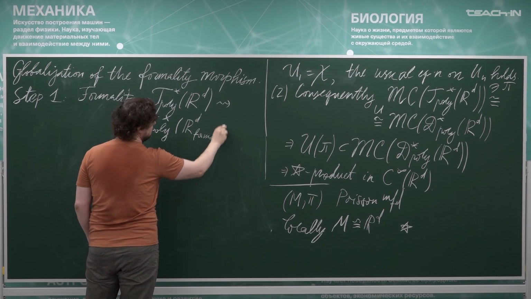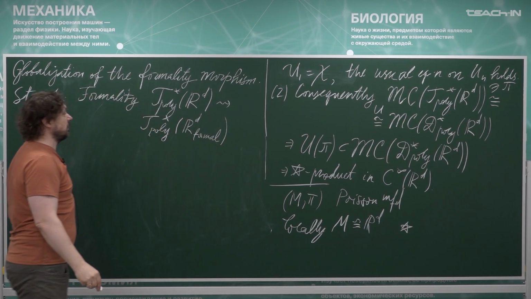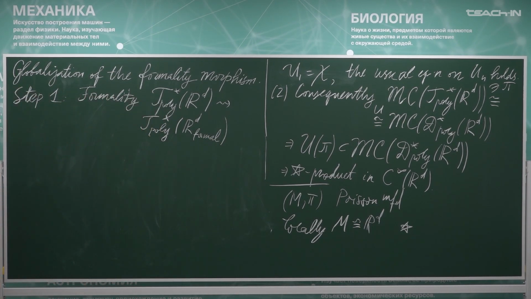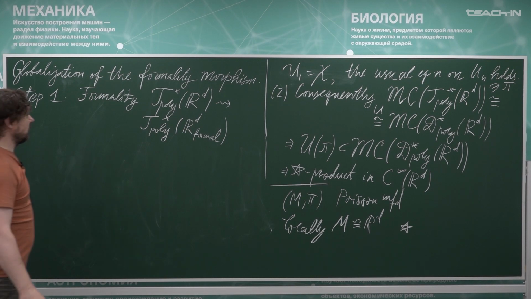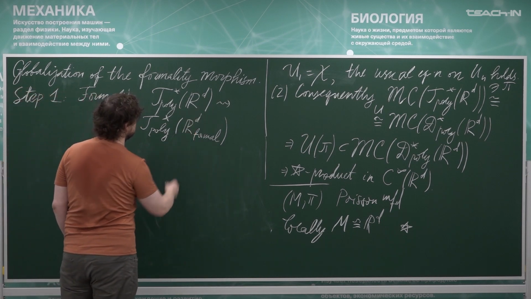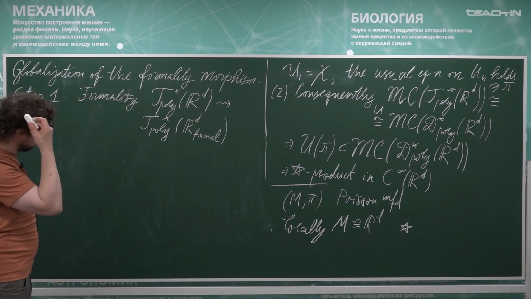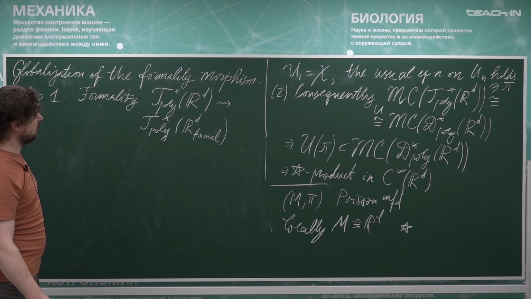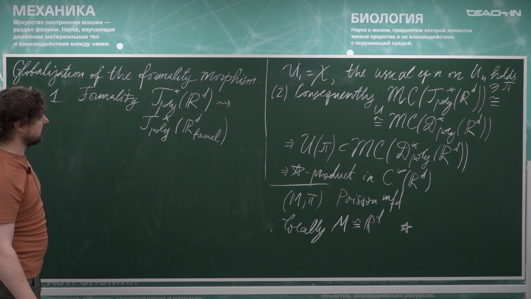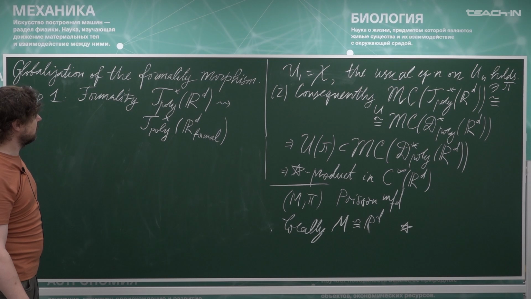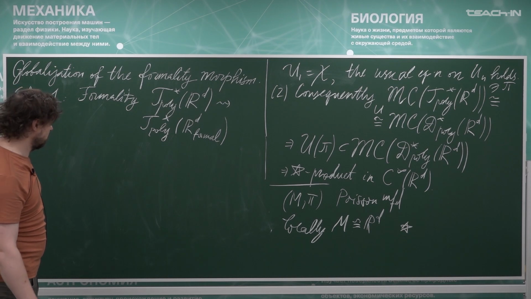So what is Rd formal? It is a general idea in algebraic geometry nowadays that every space is characterized by its set of functions, by its algebra of functions. So when we speak about Rd, we usually consider either just smooth functions, or more often, at least in algebraic geometry, we restrict ourselves to the consideration of polynomial functions.